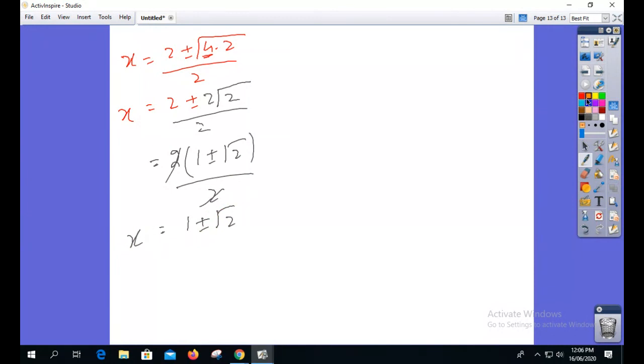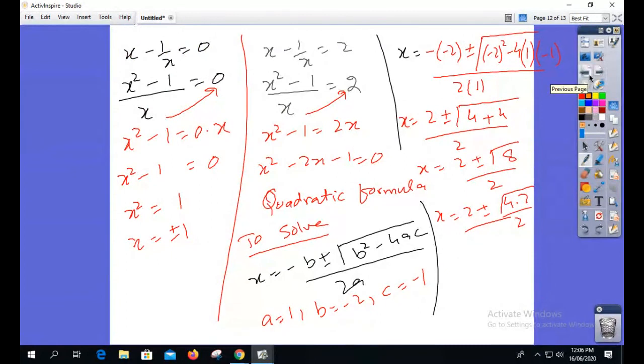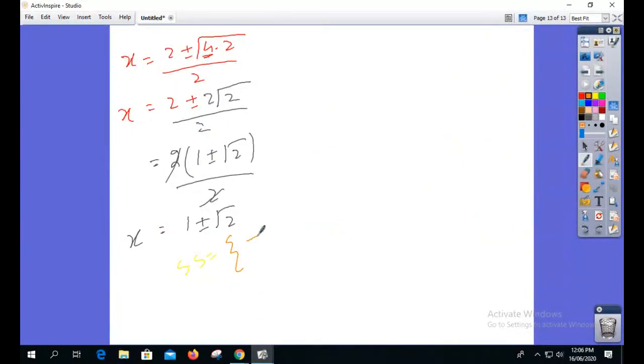So what is the solution set? Solution set is x equals to plus minus 1 and 1 plus minus square root 2. Is it clear to everyone? Now our lecture is at an end.